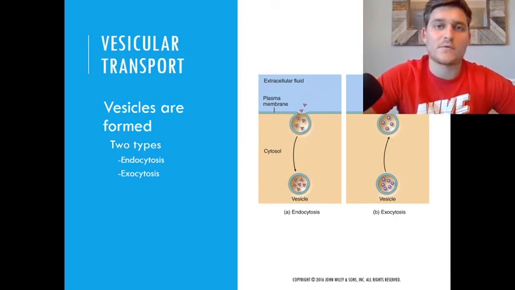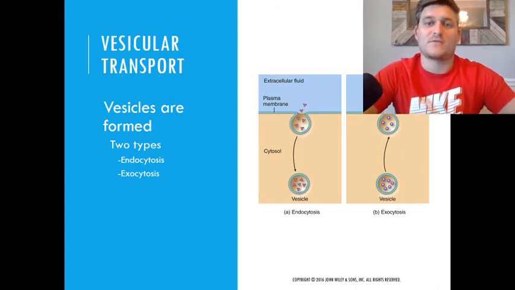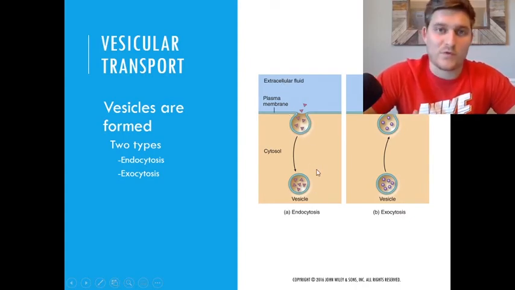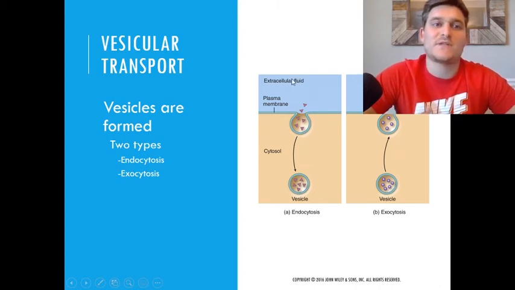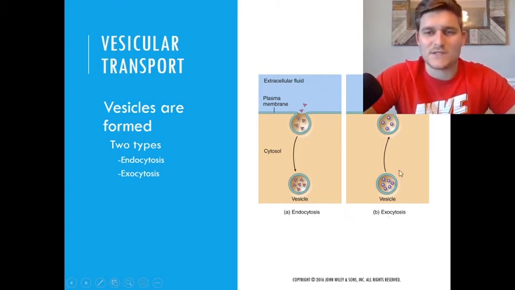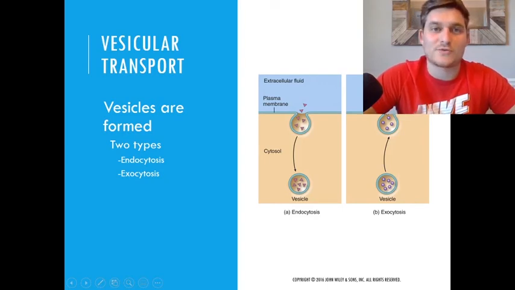Many materials are going to need to be transferred in and out of the cell by way of vesicles. And vesicles are formed by using membranes in order to encapsulate certain solutes and materials and then transport them in, out, or across the cell. There are two types of vesicular transport across the plasma membrane: endocytosis, where we're bringing outside materials into the cell using a vesicle, or exocytosis, where we're bringing materials from inside of the cell and dumping them into the extracellular space.